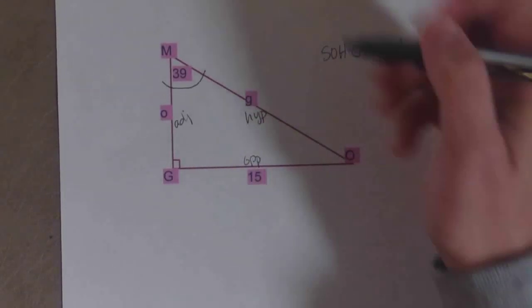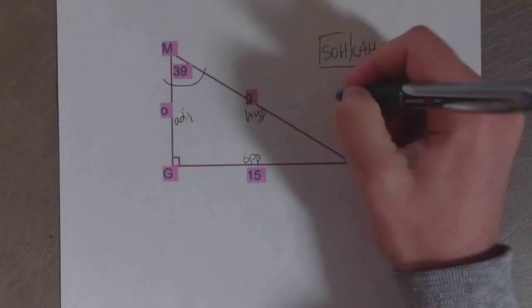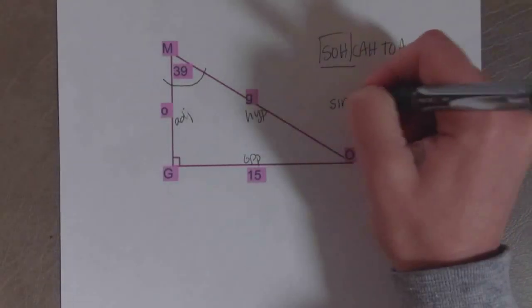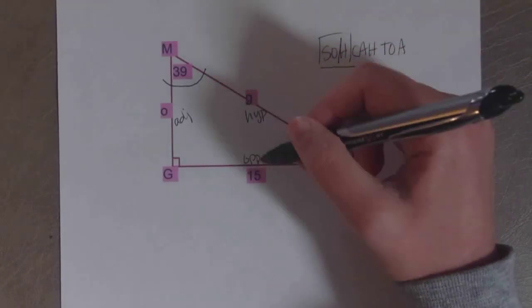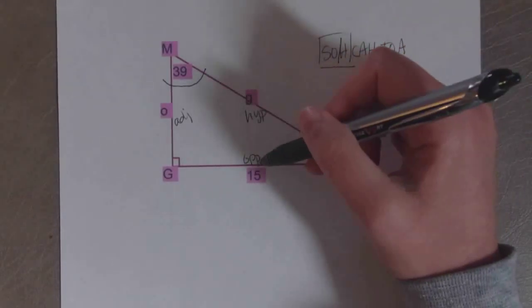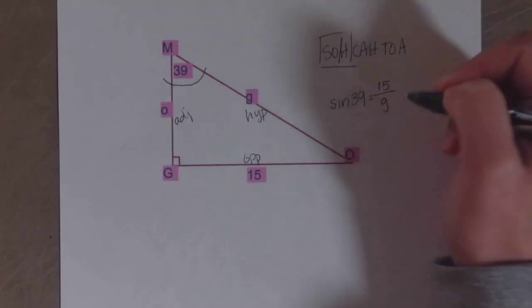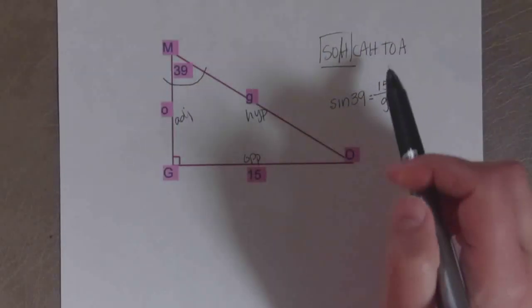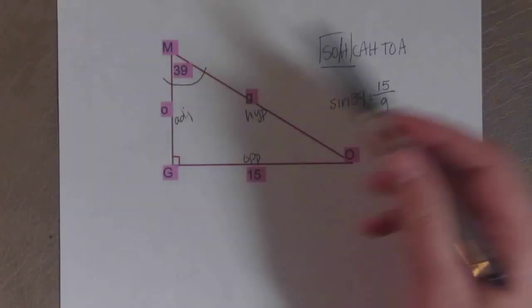Because you're thinking to yourself, self, I have the opposite side, I want the hypotenuse. Which one works with the O and the H? Dun, dun, dun. That's the sine, my friends. So we're going to set it up. The sine of 39 degrees equals O over H in this triangle. It's the opposite side, which is 15, over the hypotenuse, which is our G.